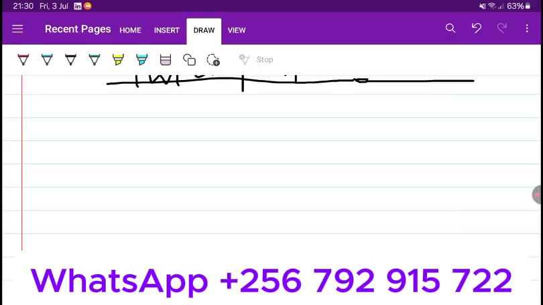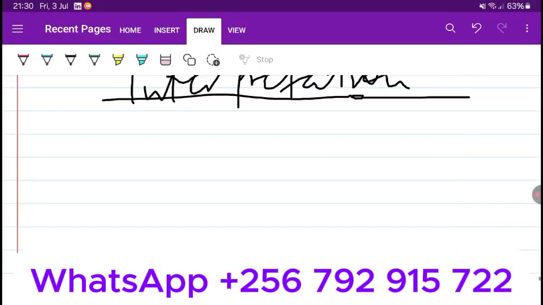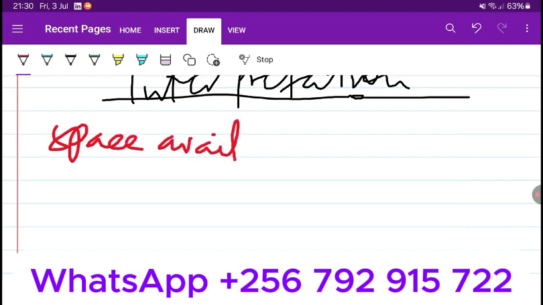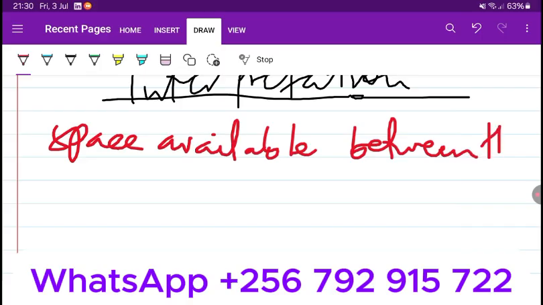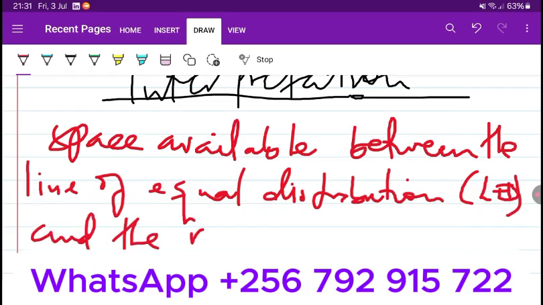So the interpretation is basically to look at the space available between the line of equal distribution, abbreviated as LED, and the Lorenz curve.